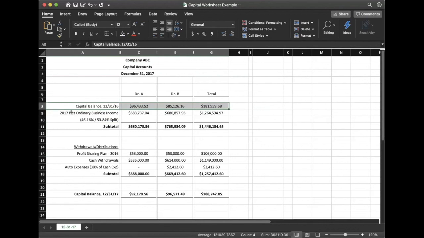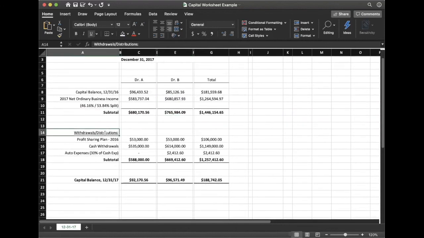We're going to add the income to it, and this is how we split it: 46.16% to Dr. A and 53.84% to Dr. B. We add this up. Their total income for the year was a little bit over 1.2 million. Dr. A got 583,000 of that, and Dr. B got 680,000 of that. Added together to get our first total.